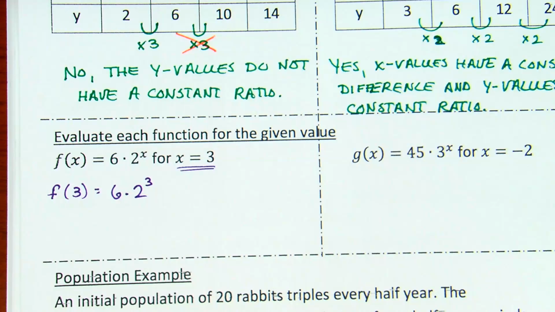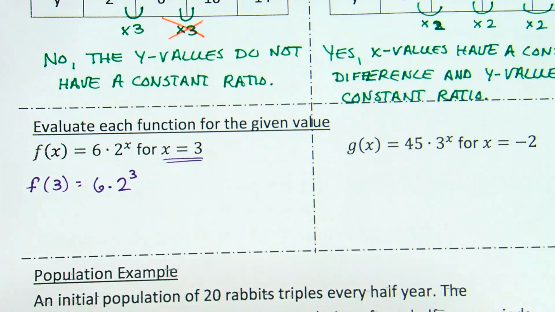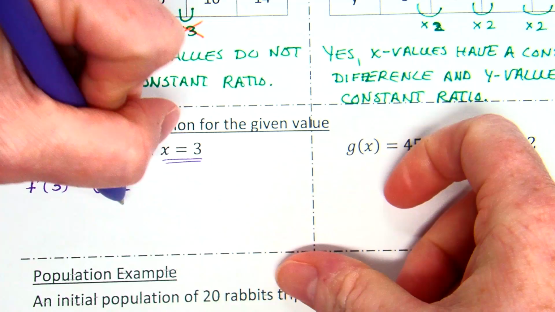Jacob, do you remember what we have to do first mathematically here? Yeah, the exponent. So 2 to the third means 2 times 2 times 2. 8. And then we have 6 times 8.